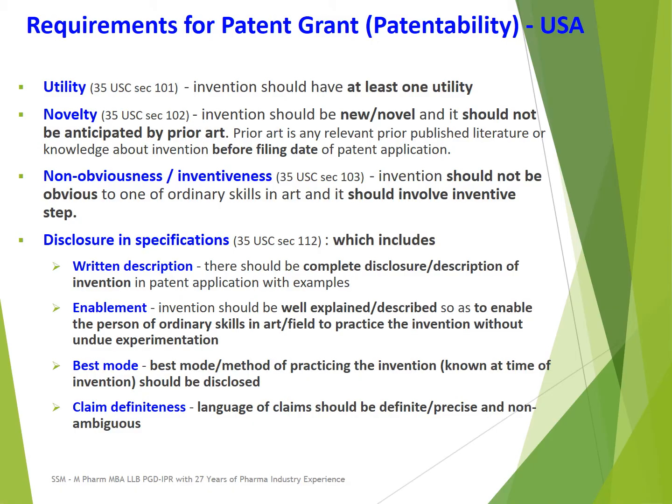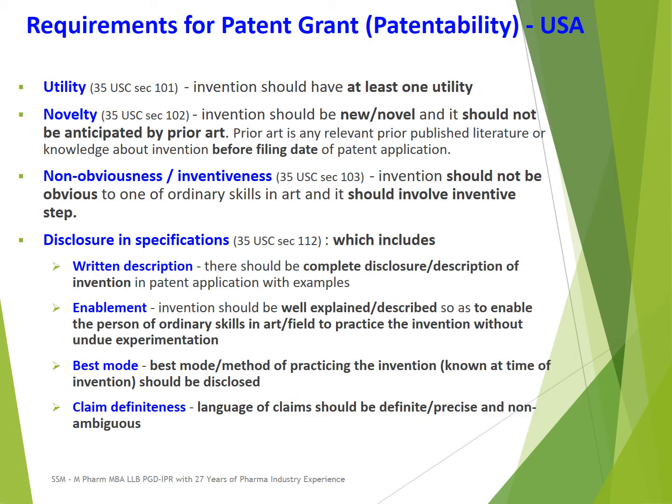Next requirement is claim definiteness requirement. Your claim in the patent document should be clear, precise, definite, and the claim language should be non-ambiguous. So these are the basic requirements, and these requirements are also ground for challenging a patent after grant, because a patent can be challenged on basis of any of these grounds.